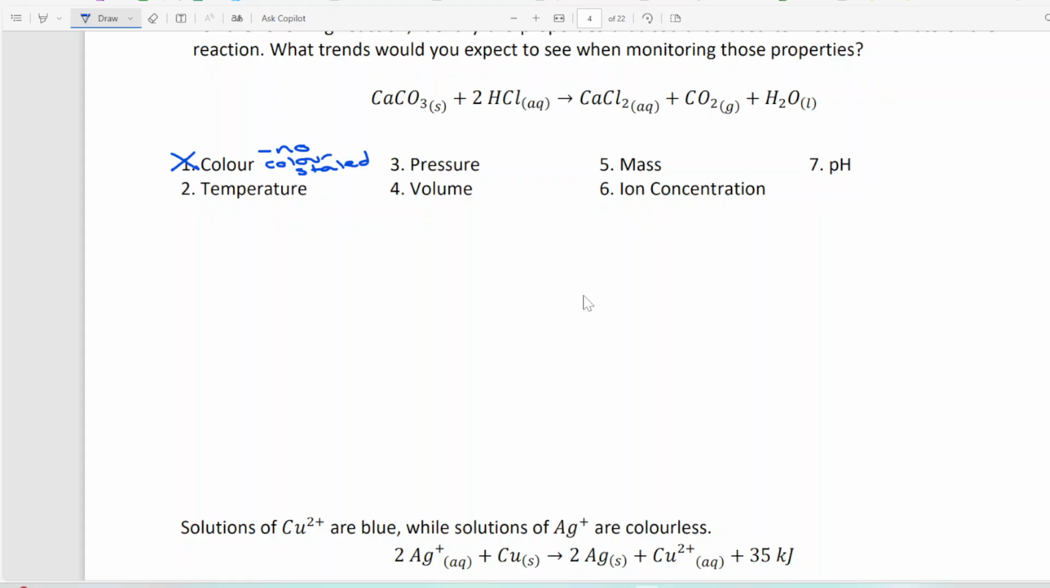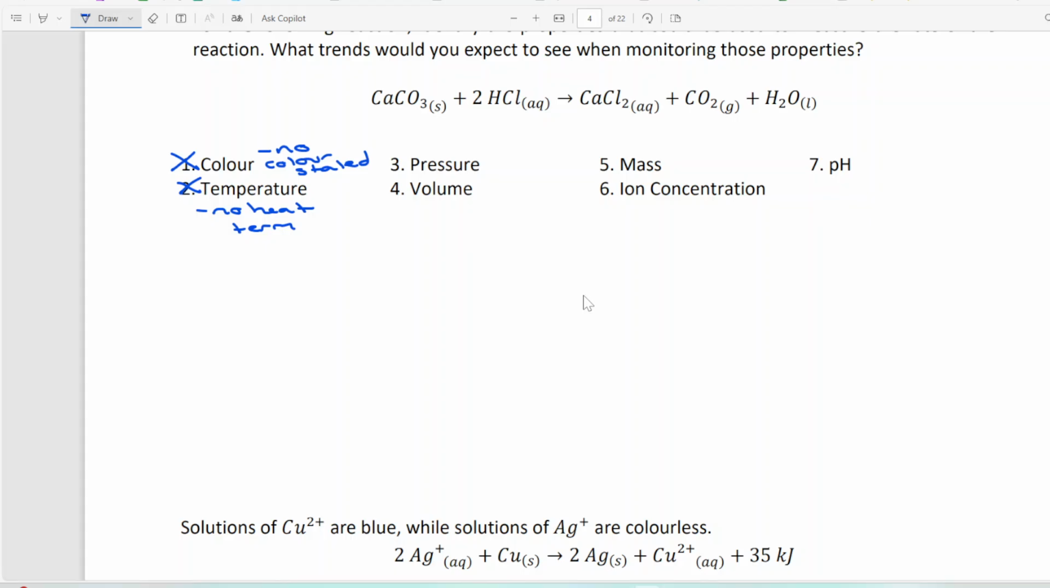What about temperature? Well, again, if you look at this, to use temperature, you have to have a heat term. So we can't use temperature because there is no heat term. We don't know whether this reaction is endothermic or exothermic.